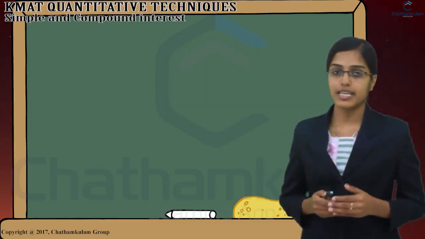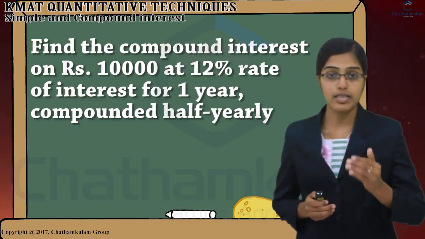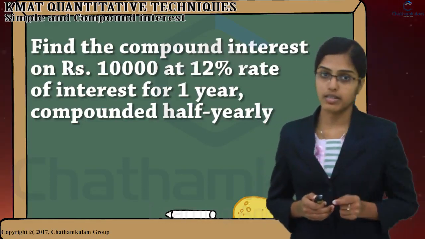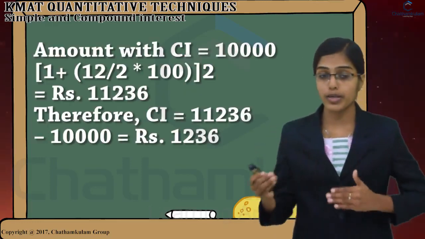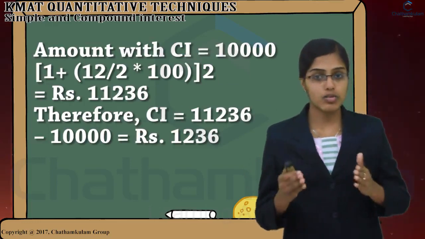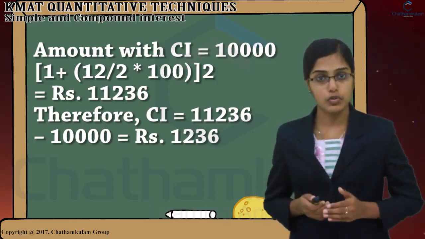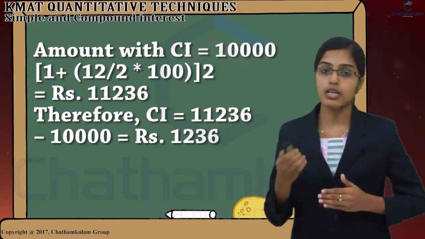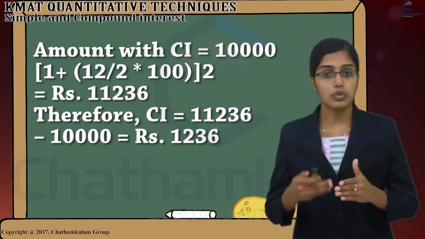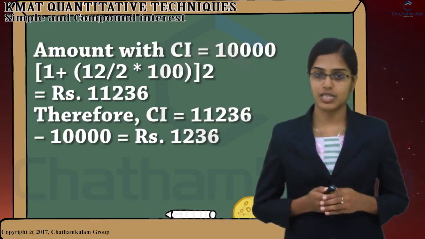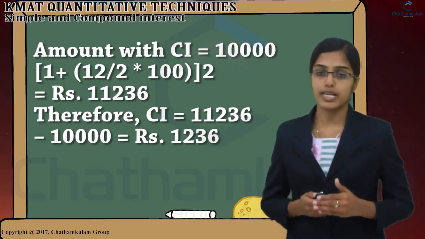Our next question is that find the compound interest on rupees 10,000 at 12% rate of interest for 1 year, compounded half yearly. So we know amount with compound interest that is equal to 10,000 into 1 plus 12 by 2 into 100 whole square, that is equal to rupees 11,236. Therefore, compound interest that is equal to 11,236 minus 10,000. That is compound interest that is equal to rupees 1,236.